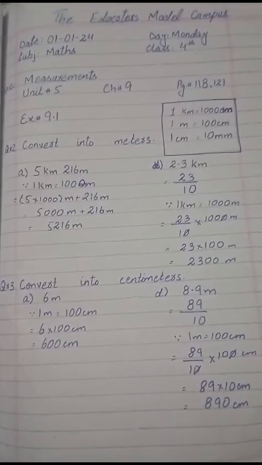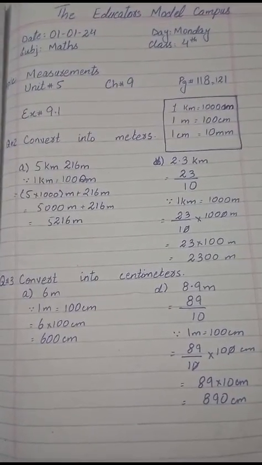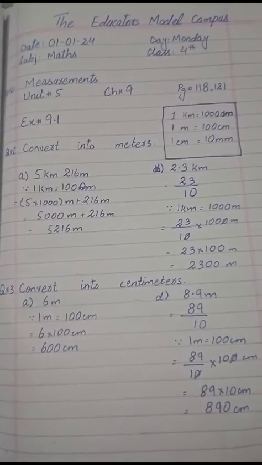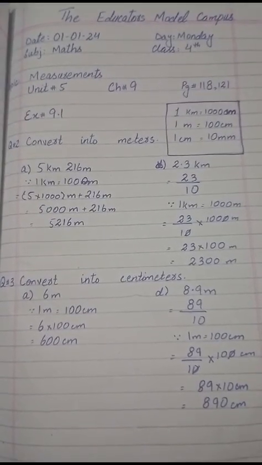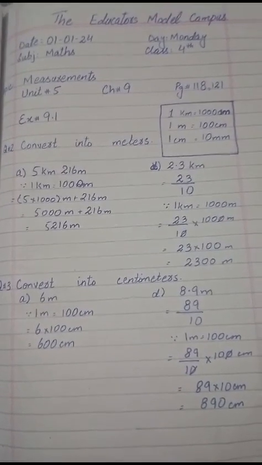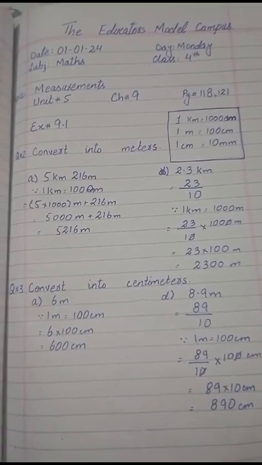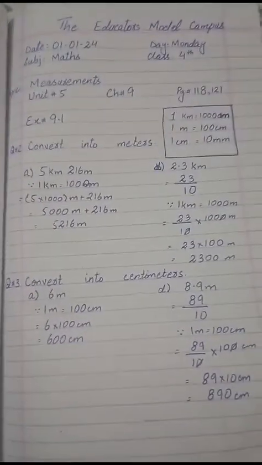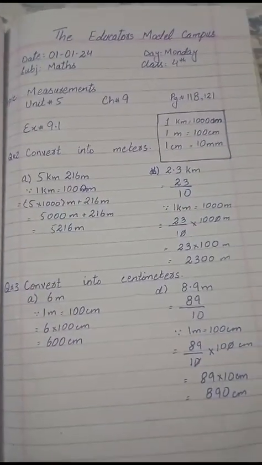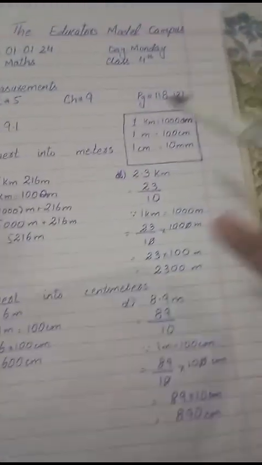The topic which we are going to explain is measurement, Unit number 5, Chapter number 9, Exercise 9.1. In this exercise, we are going to learn about the different units of length. How can we measure length? For measuring length, we mostly use three units: kilometer, meter, and centimeter. These are the most commonly used units.